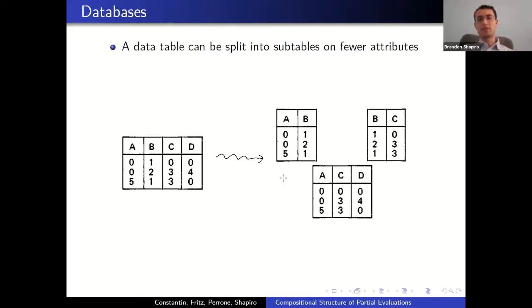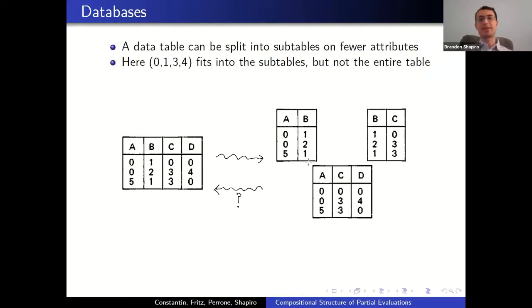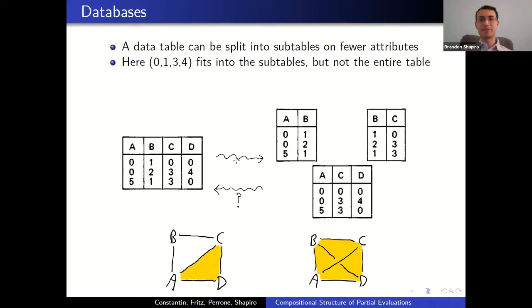We want to know if you can reconstruct the original table from the ones like this. And in this case, you actually can't, because you can check that 0, 1, 3, 4, which is not in our original table, does fit these tables, because 0 and 1, the first two, the A and B entries, are in this table. 1, 3 is in this table, and 0, 3, 4 is in this table, albeit coming from different entries of the original. And so that's not a desirable property of a collection of tables.